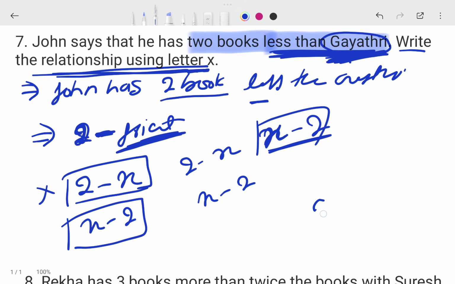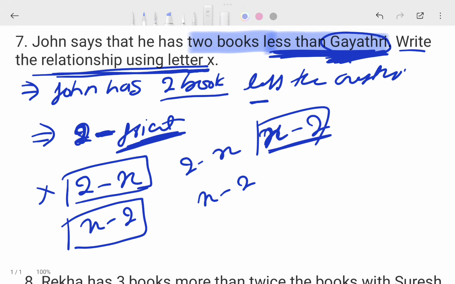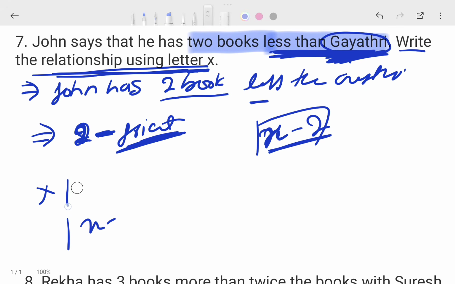Why? Because let's suppose you have 2 chocolates and Gayatri has 5 chocolates. Then it is going to be wrong, na. From 2, how will you subtract 5? It is not possible. So that's why you write it properly. Let's suppose Gayatri has 5 chocolates and you have 2. Then you say Gayatri has 3 chocolates more. Okay, na? So that's why you write it the one proper way.